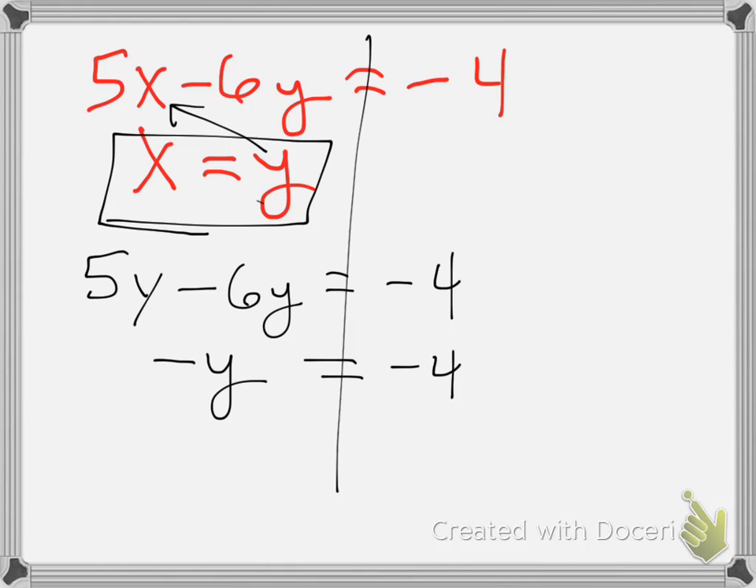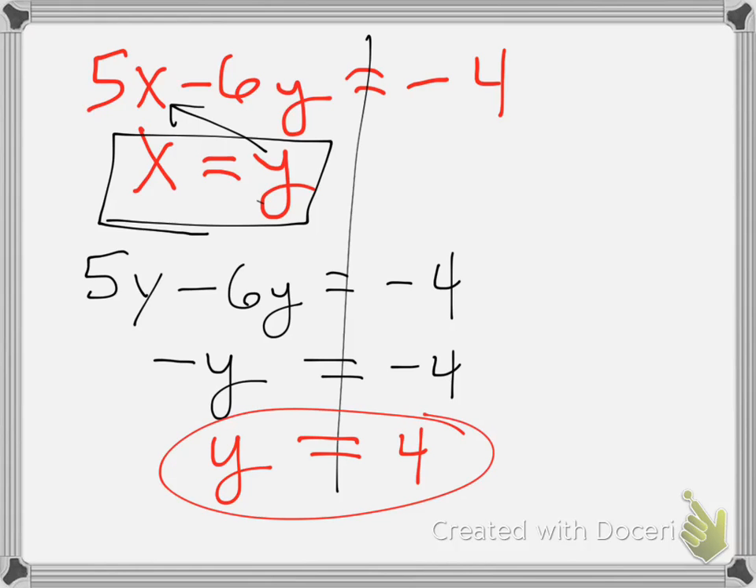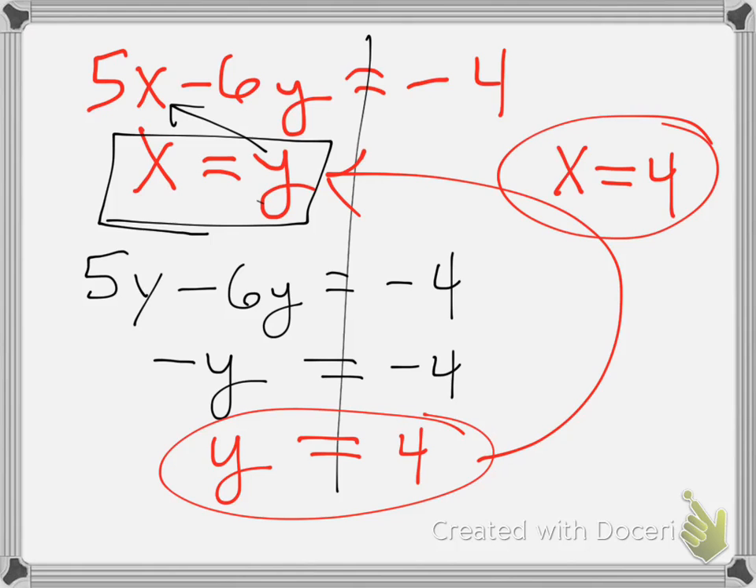If negative y equals negative 4, positive y must equal positive 4. And since y equals x, or x equals y, whatever, then x must also equal 4. So x is 4, y is 4.